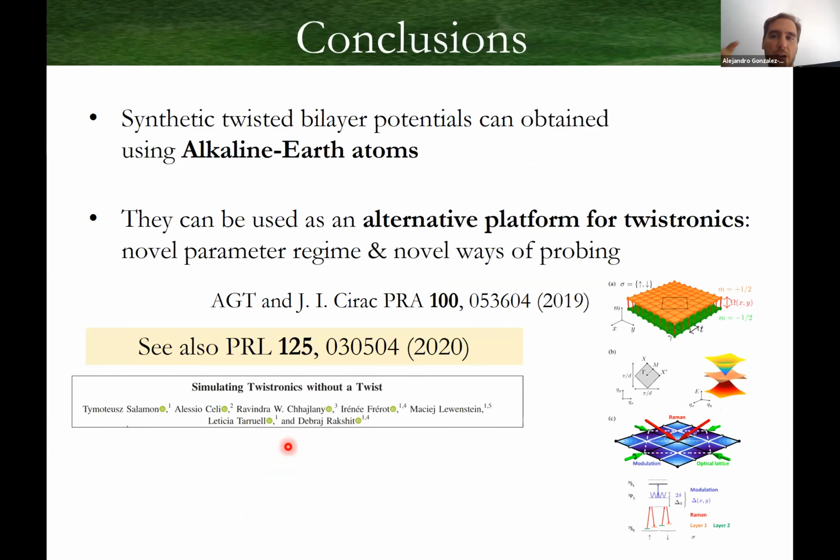So with that, I wanted to give you the take-home messages. The first one is that you can build synthetic twisted bilayers using these alkaline earth atoms, and that they can be used as an alternative platform to study twistronics, giving you access to a novel parameter regime and novel ways of probing. I also refer to another paper, after ours, by the group of Lewenstein, where they proposed an alternative way that did not imply rotating the mirrors, just using synthetic dimensions, but it's basically a very similar idea.